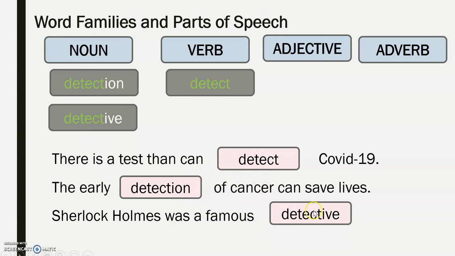So in the sentence, we can see that they all belong to the same family. There's something related in meaning. To detect is to find out. So to find out if you have COVID. Early detection, finding out. And Sherlock Holmes was a famous detective, someone who finds out information.